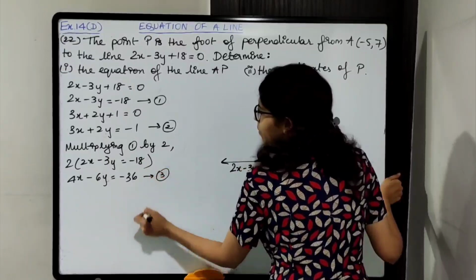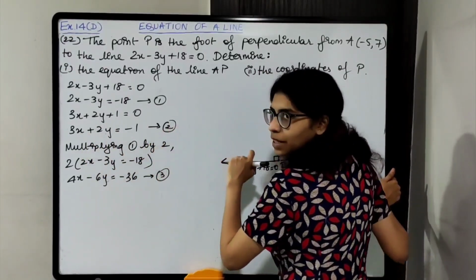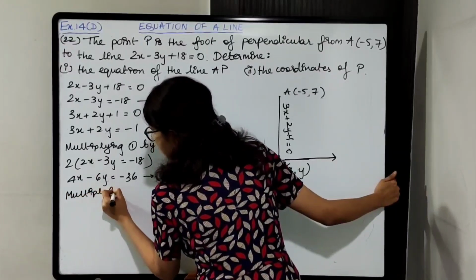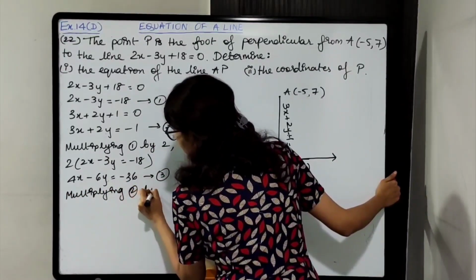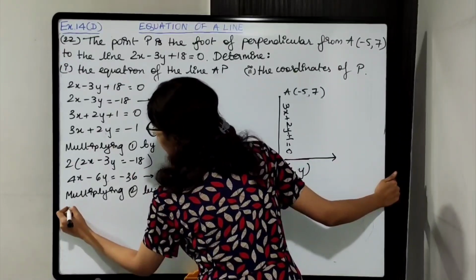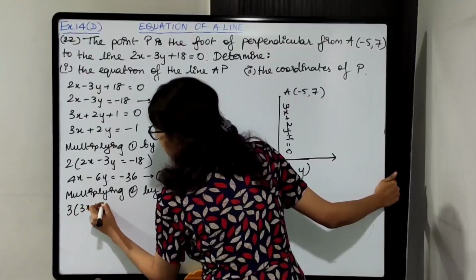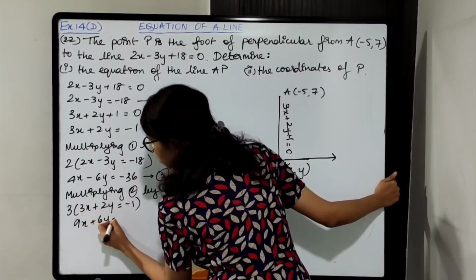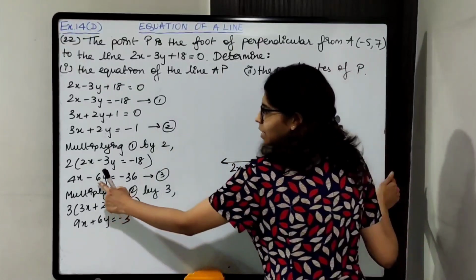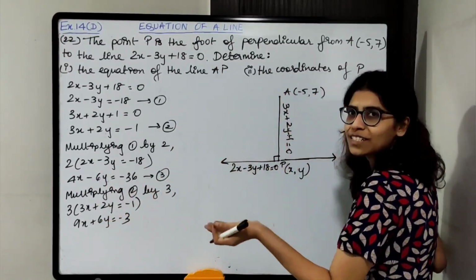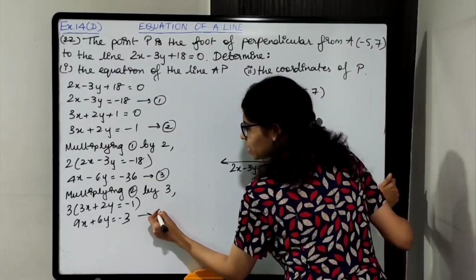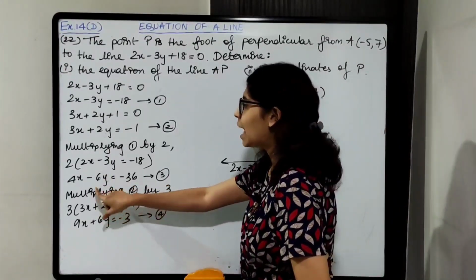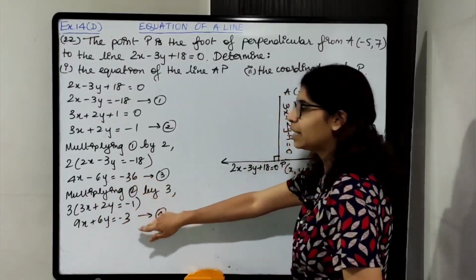Number this as 3. Here I'll multiply by 3. So multiplying 2 by 3. So 3 into 3x plus 2y equals to minus 1. That will give 9x plus 6y equals to minus 3. Now we have same coefficients and opposite signs. So whenever we have opposite signs, we add the equation. Same sign में subtract the equation. So यहाँ पे we'll add the two equations. Let's add 3 and 4 now.